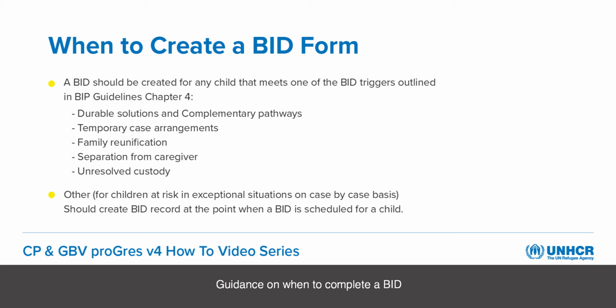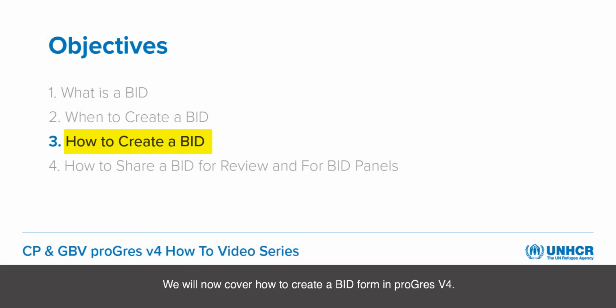Guidance on when to complete a BID can be found in the BIP guidelines in Chapter 4, and this should be outlined in your case management SOPs for child protection and also designated in your child protection module SOPs for proGres V4. Once it has been determined that you will need to move forward with the BID process, then you should create a BID record in proGres V4. This is when you need to schedule a BID process for the child, and you will need to begin scheduling interviews for that process. We will now cover how to create a BID form in proGres V4.